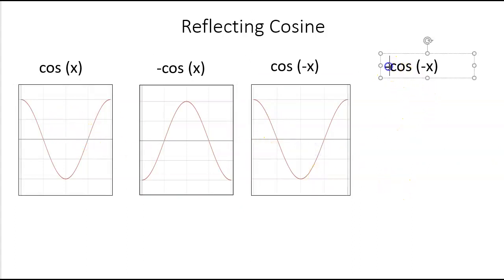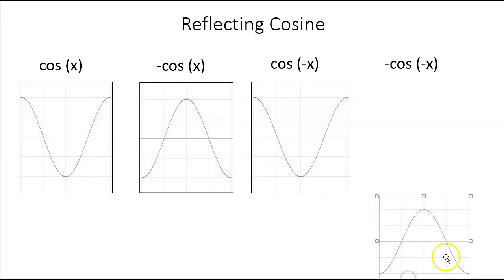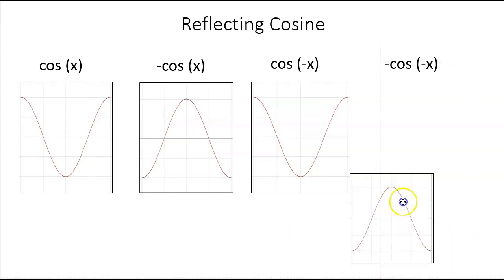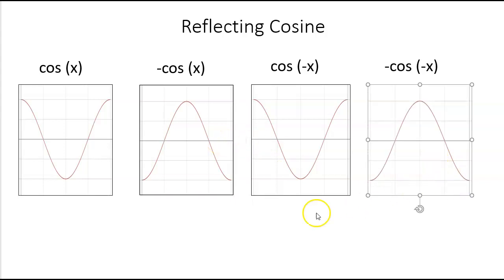Finally, what if I do both? What if I flip it upside down and flip it horizontally? Well, let's see. I'm going to flip it upside down first, and then I'm going to flip it horizontally. And this one ends up looking a lot like the one that just has a negative in the front. So there's that. So now you'll notice that for the original cosine function, we start at the maximum and then we go down. For this one, we start at the minimum and we go up. This one's a max and down, and this one's a minimum and up.